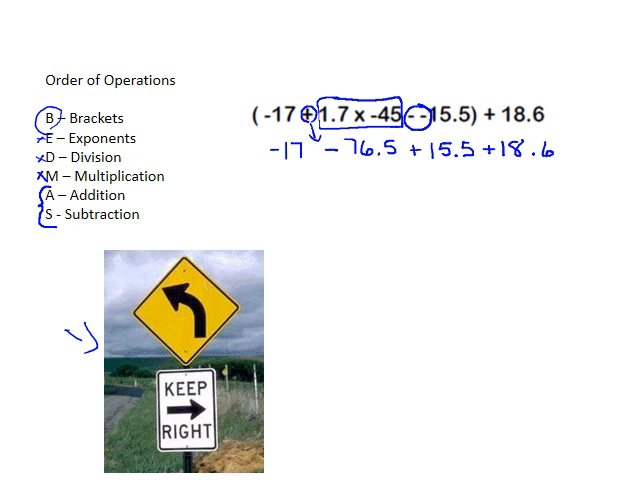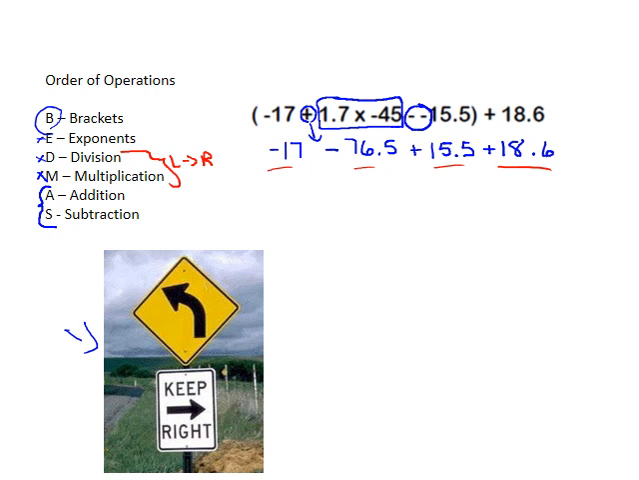It actually doesn't matter what order you do these in. If you start with the 18.6 and you add this and you take away that and you take away that, you will get the same answer, because adding and subtracting, you can do it in any order, it won't matter. If you had multiplying in here and dividing, you would work this stuff from left to right.